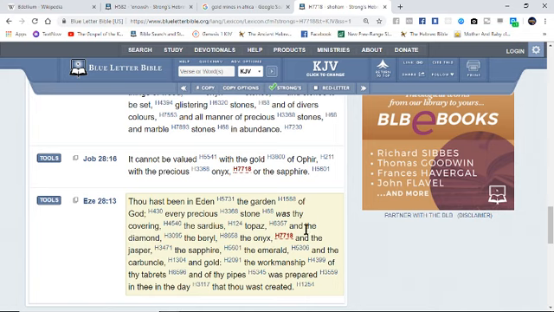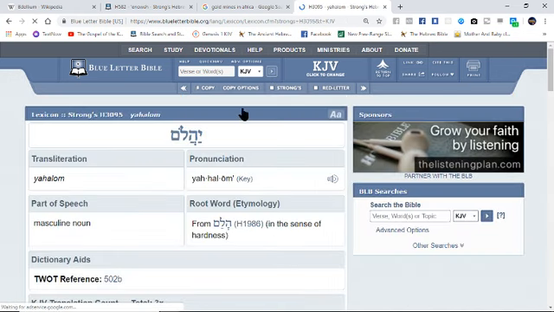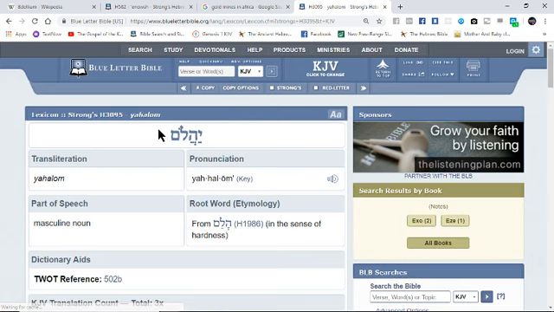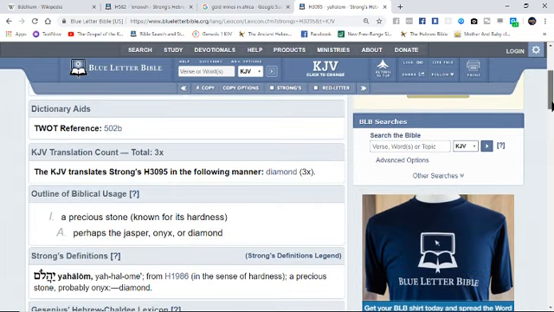Okay, so let me give you another example of why I have diamond. Even if you look up diamond in the concordance, it comes from Hebrew reference number 3095. So we're going to click on that 3095. This is the Hebrew word that diamond is translated from. But again, when you scroll down, it's the same thing, a precious stone known for its hardness. But look what they have: perhaps the jasper, onyx, or diamond. This means they're not 100% sure which stone is which.